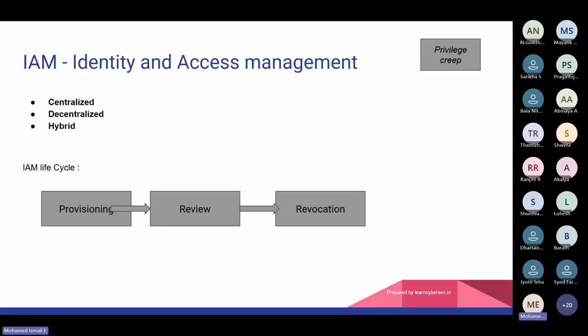Now let's talk about identity and access management. Identity and access management can be implemented through three types: centralized, decentralized, and hybrid.